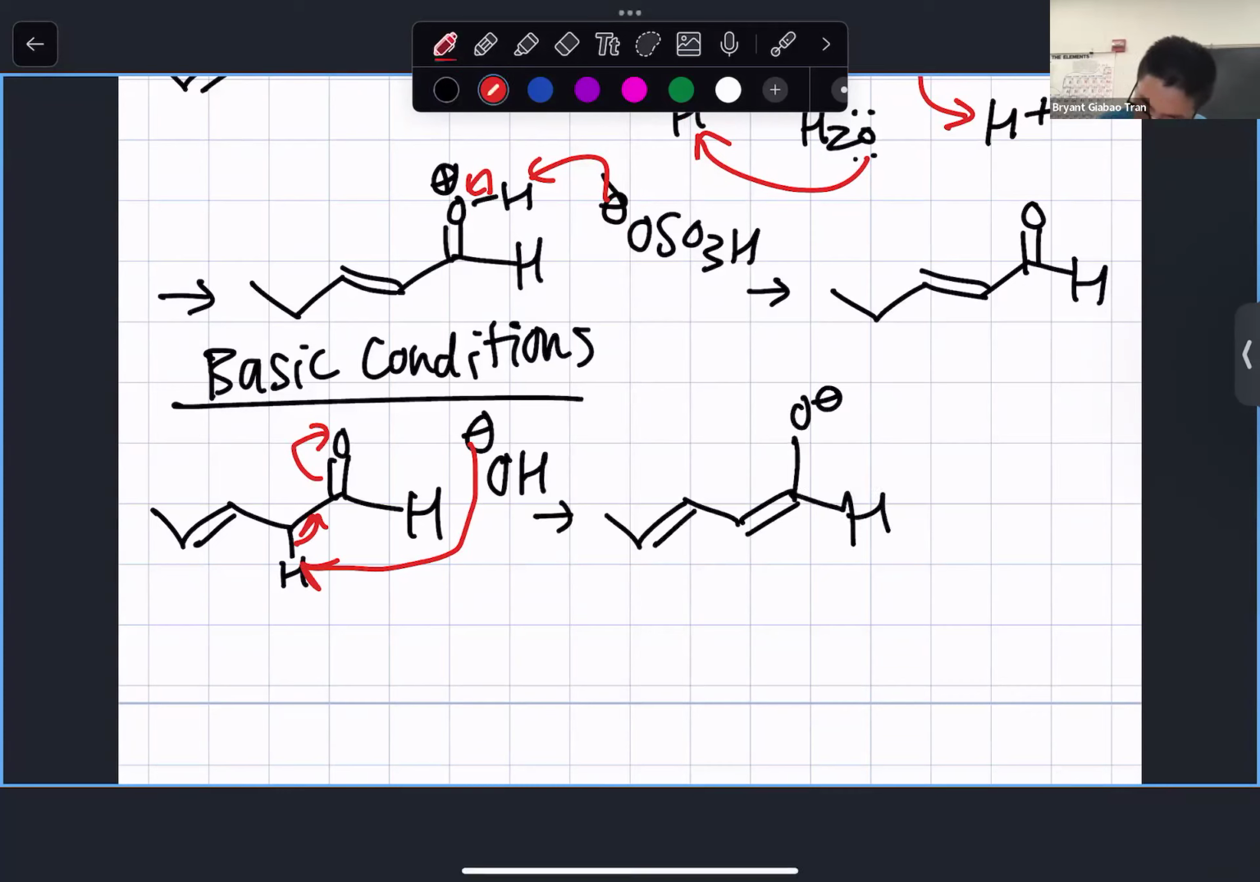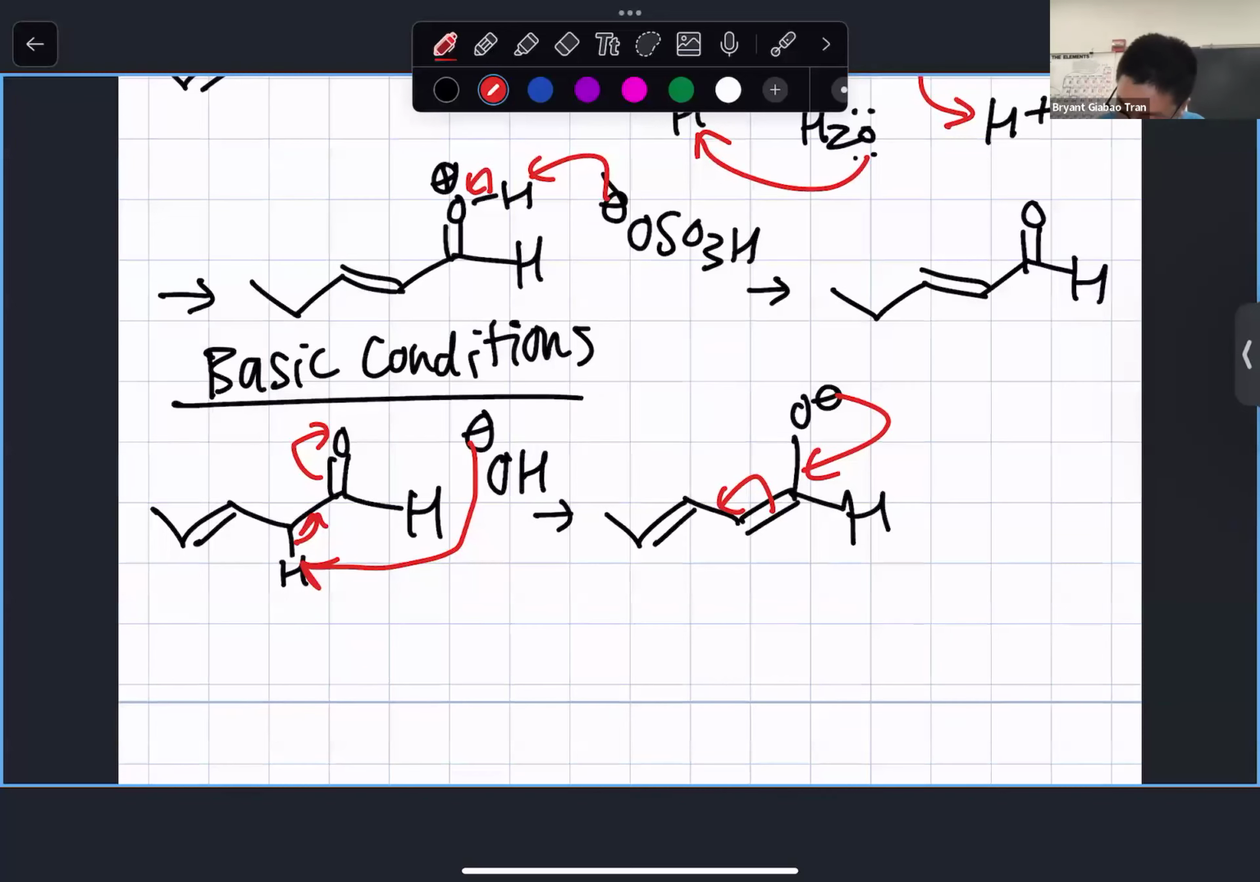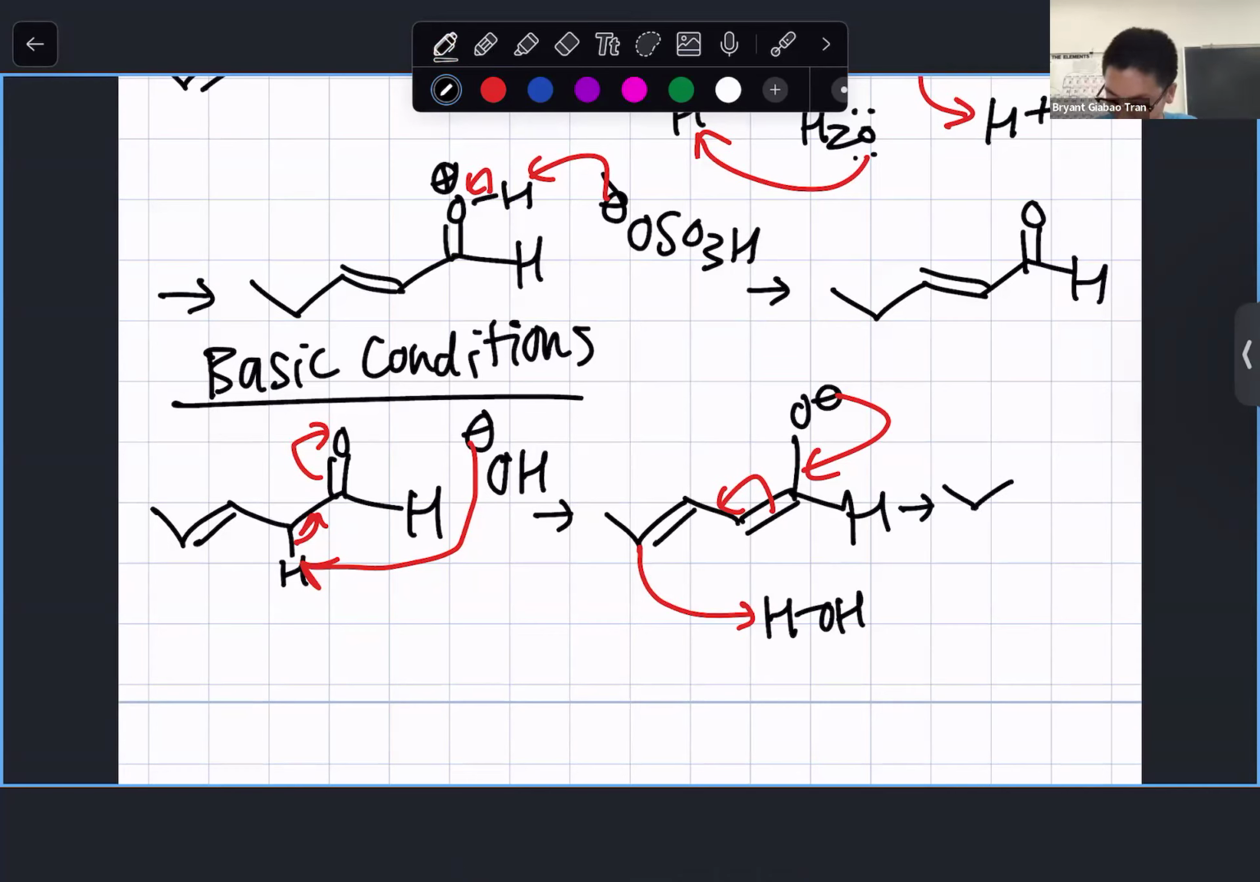And then the next step here, we're going to reform that enolate ion, shift the double bond to make that double bond there, and then use this gamma carbon to get protonated by water. So basic conditions are always faster than acidic conditions, the mechanism, because there are fewer proton transfer steps. So that's it for basic conditions there.